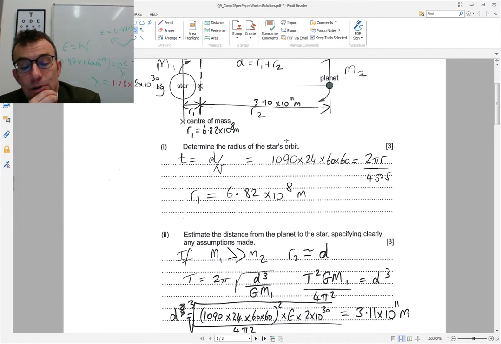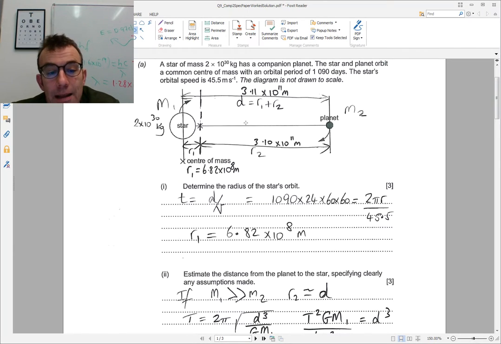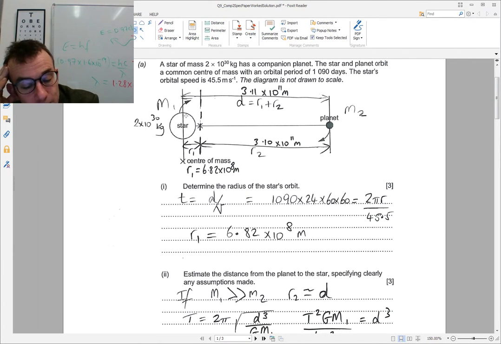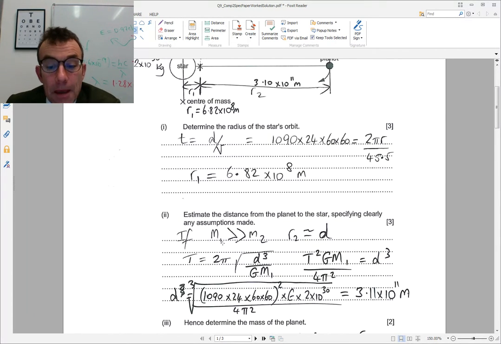Specifying clearly any assumptions made. Almost always in these questions, particularly like this, where one thing is much bigger than the other, we just assume that in my case, M1 is much bigger than M2. The mass of the star is so big that we can pretty much ignore the mass of the planet. And therefore, in actual fact, D, the distance between them, is approximately equal to R2. There's an equation on the formula sheet. And when you put the numbers in, if you're careful when you add them into your calculator, you get the answer that's shown down here.